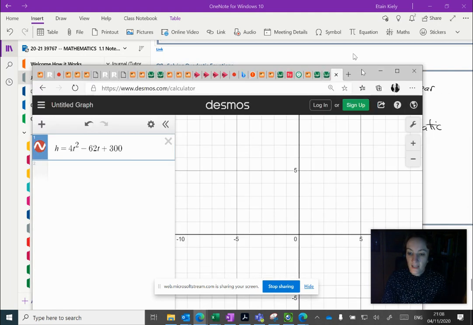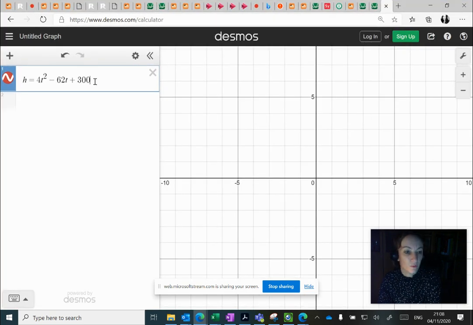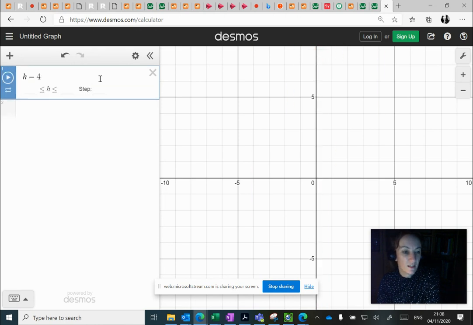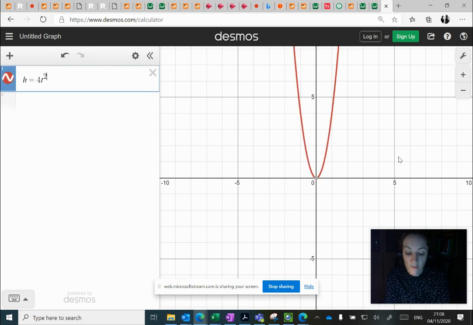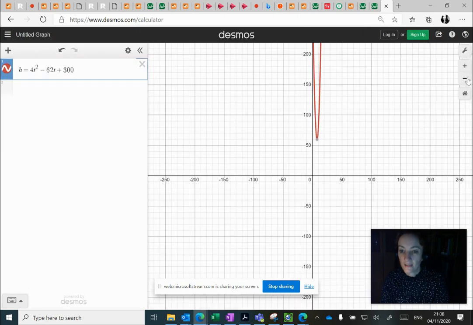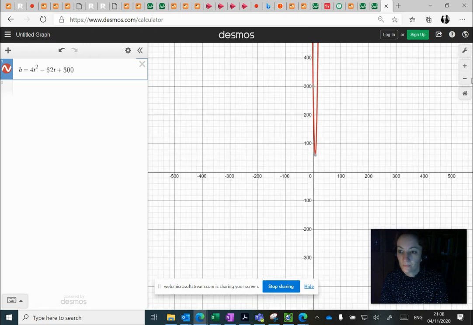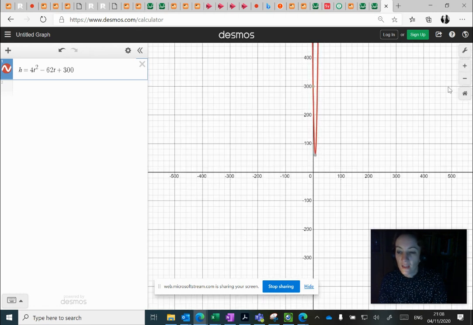So let's have a look to see how this looks on our graph here. Something didn't quite work there, and it's good when it doesn't work, so we can just see what's happening here. So we have h is equal to 4t to the power of 2, and then minus 62t and plus 300. Okay, and it seems to have disappeared off here. And I think maybe what's happened is, there it is here.